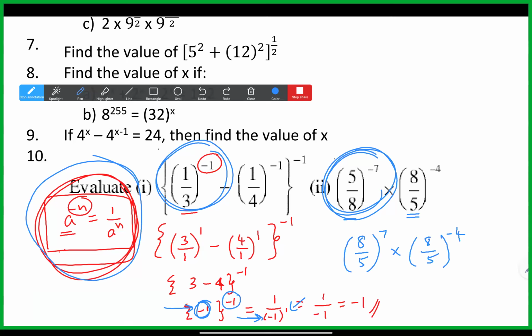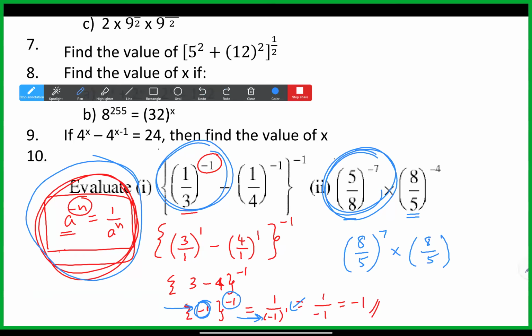If I change this also to positive, again the bases will become 5 by 8 and this is 8 by 5, so we cannot use any law of exponent. That is the reason why I changed only one of them. You can change even this also, and keep this as it is. It is just by observation, so with practice you will also get it.